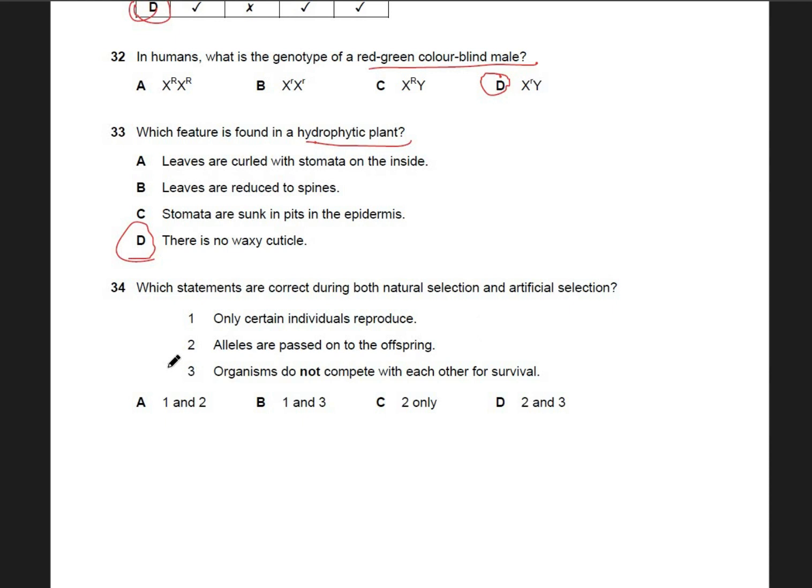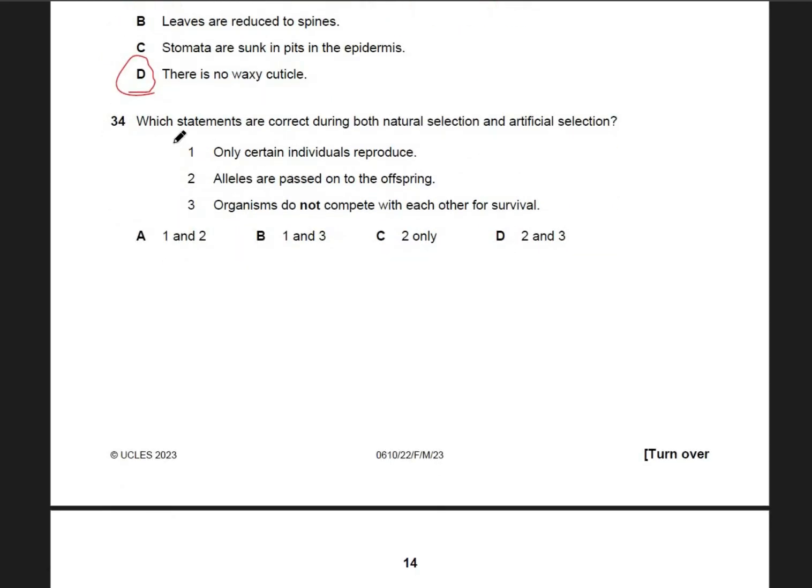All right. Now, question number 34 says, which statements are correct during both natural selection and artificial selection? So they are asking what applies for both of the selections. So in both the selections, alleles are passed to the offspring. So option 2 is correct.